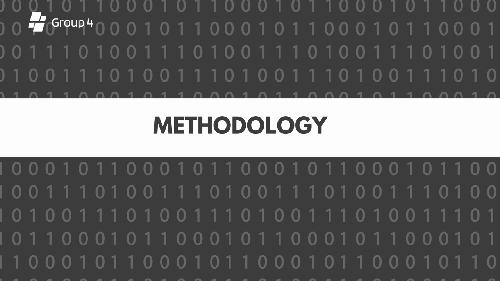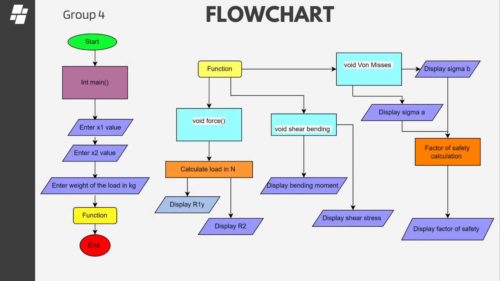I will continue with my part in this presentation, which is the algorithm or methodology. I made the flowchart based on the coded program. For the left side of the flowchart, we can see the main program, and the right side is the chart for all the functions. We have 3 functions: void force, void shear bending, and void von Mises.